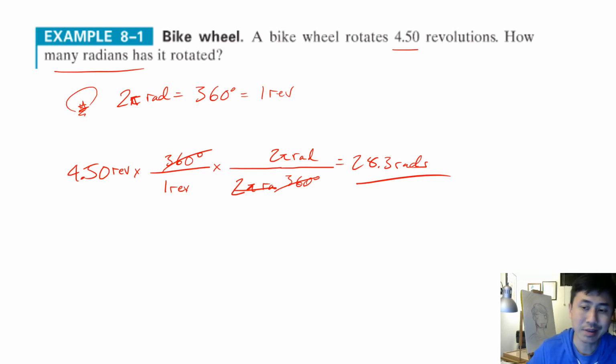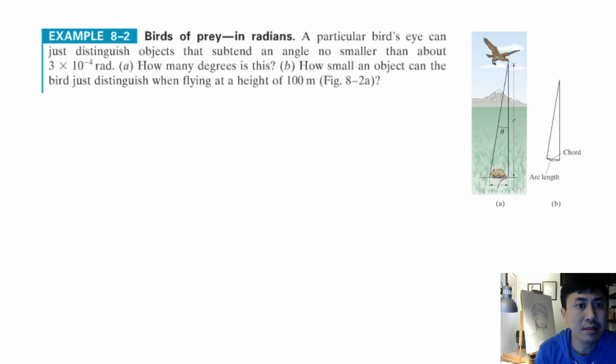It's just the definition of a radian. 2 pi radians is 360 degrees. In this example problem, we're going to go through the definition of a rad and the equation we talked about, where theta in rads is equal to L over R. So let's go through the problem.